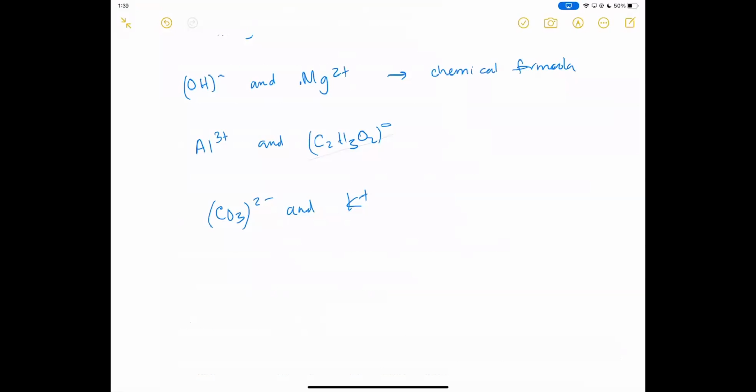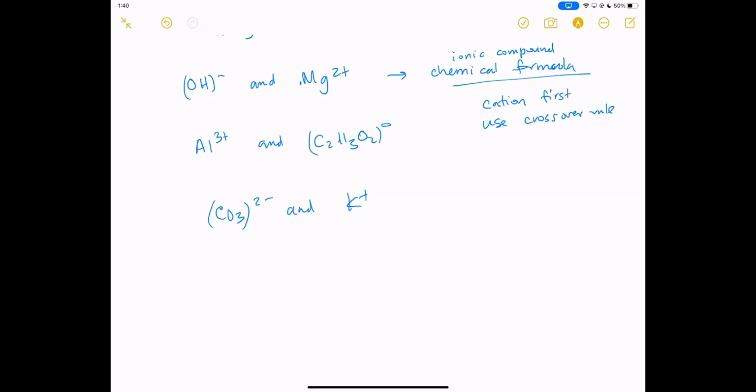So here's the thing: when writing the ionic compound chemical formula, a few things to remember. The cation always has to be written first, so the positive charge has to lead. And then you use the crossover rule.